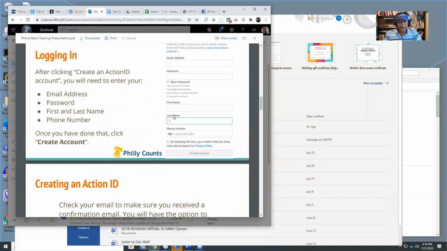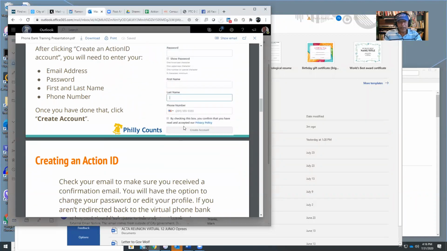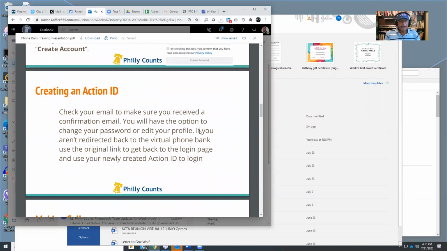You put your first name, your last name, and a phone number. And you click that you accept the privacy policy. If you want to read it, you can click on the blue link and read the privacy policy. If you're satisfied with it, you come back and click it. And then you hit create account. Once you hit create account, the VAN will send you a confirmation email to the email address you provided.